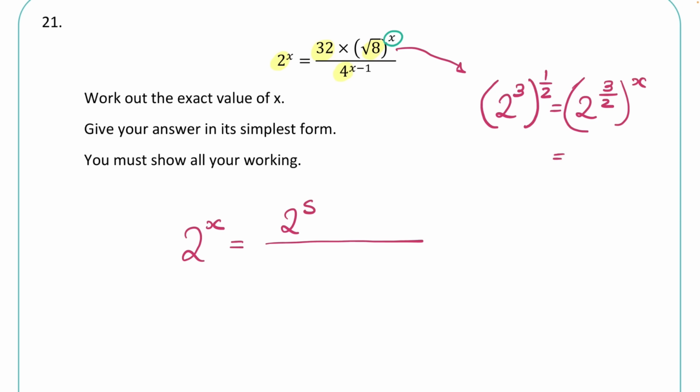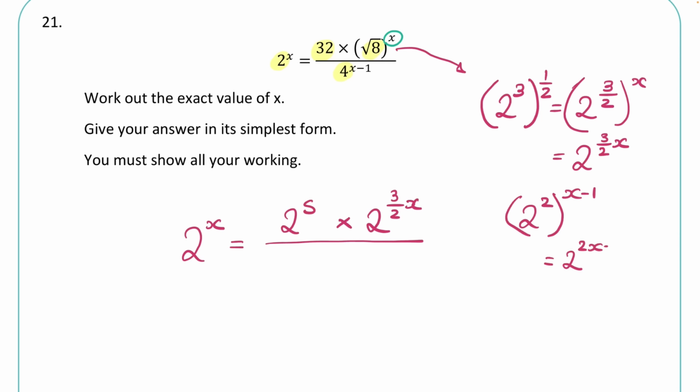Again, multiplying powers there, we get 2 to the power of 3 over 2 x, or we could write that as 3x over 2, whichever you prefer. So there we go, we can put that in now. So that's 2 to the power of 3 over 2 x. On the bottom, we have 4 to the power of x minus 1. That's 2 squared, which is what 4 is, and that's all to the power of x minus 1. So that is 2 to the power of 2x minus 2. Again, just multiplying powers in brackets. So that's 2 to the power of 2x minus 2 on the bottom.